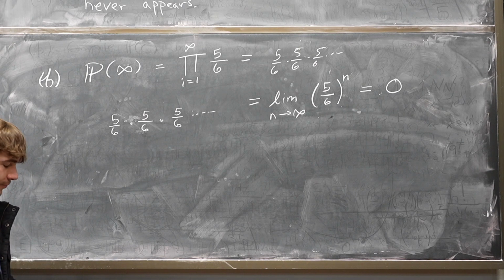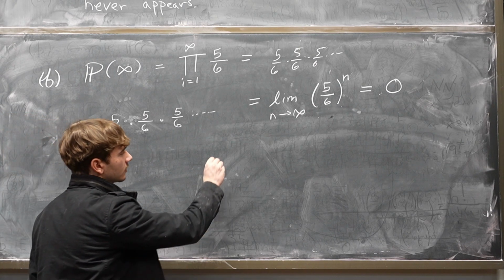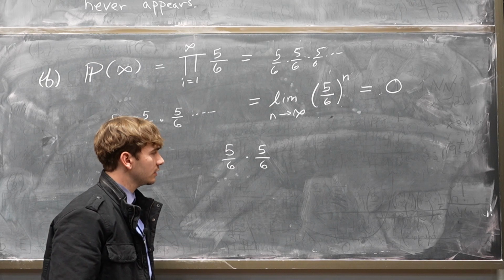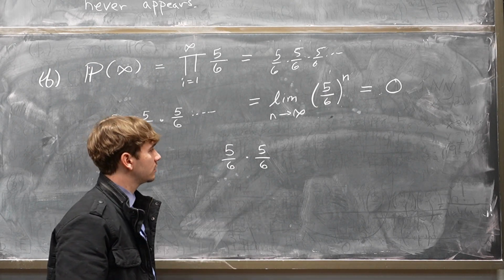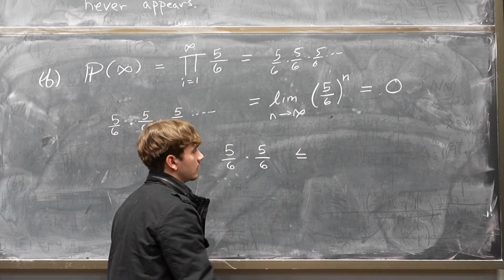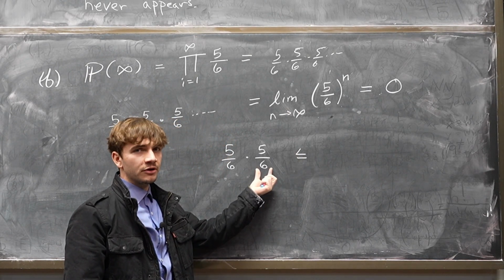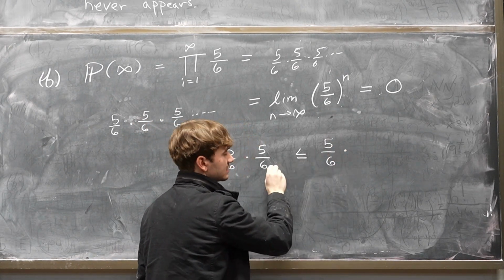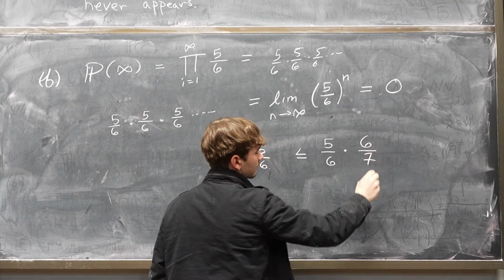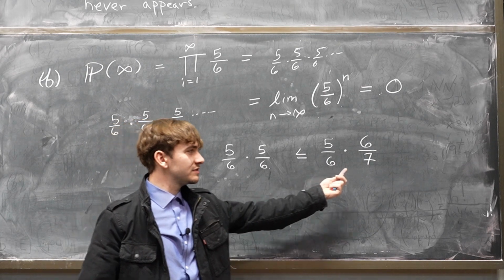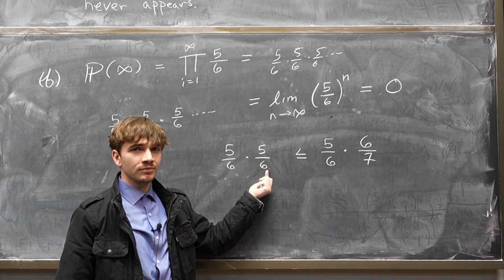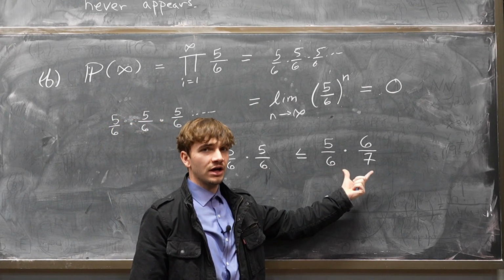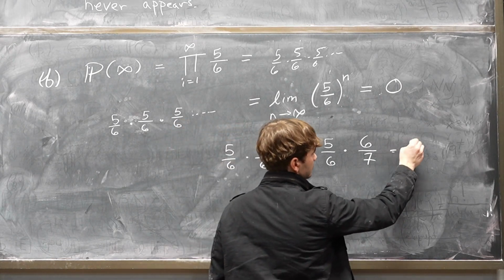Okay, I have an interesting idea. So if we look at 5/6 times 5/6, this is going to be less than or equal to, I can replace 5/6 with a bigger fraction. Let me replace it with 6/7. So 6/7 is a bigger fraction than 5/6 because 1/7 is smaller than 1/6. So this inequality is certainly valid, but this number on the right-hand side is actually easier. This is 5/7, okay?